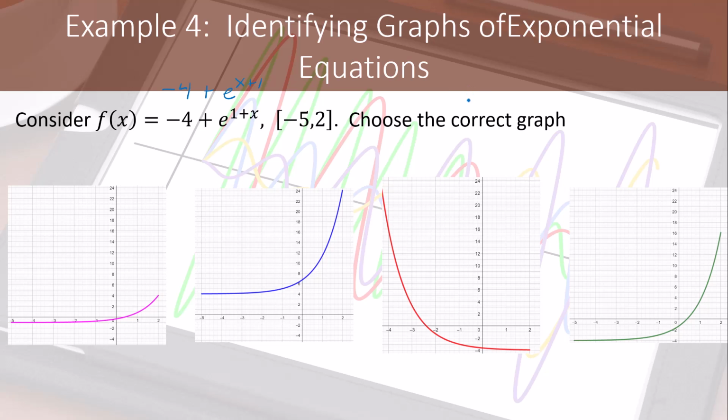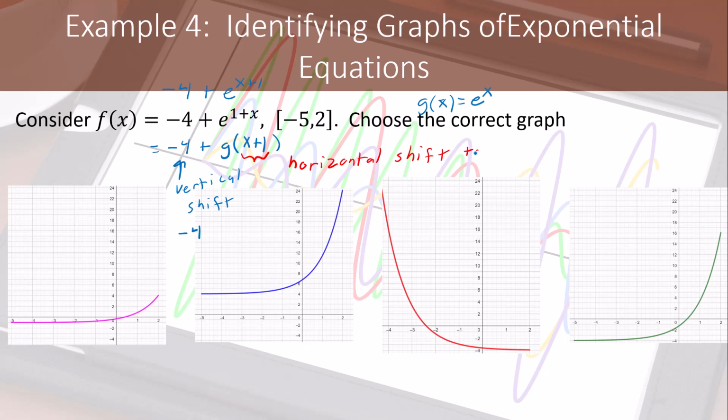shift. So let's just pretend that we have this function g of x, which is equal to e to the x. All right. Well, then essentially, what we have here is that f of x is equal to negative 4 plus g of x plus 1. Remember, g is equal to e to the x. All right. This right here is a vertical shift of negative 4. Okay, so vertical shift down by 4. This right here is a horizontal shift to the right. Since we have a plus sign, it is a shift to the right.